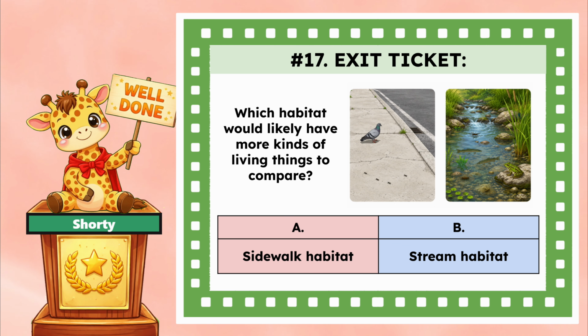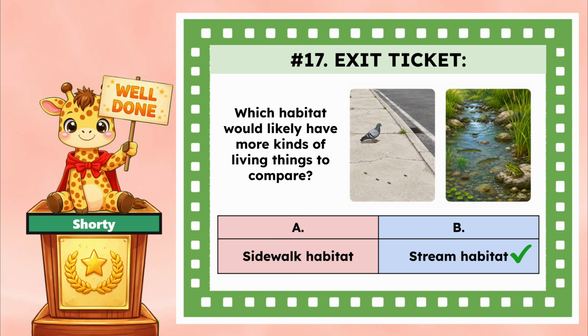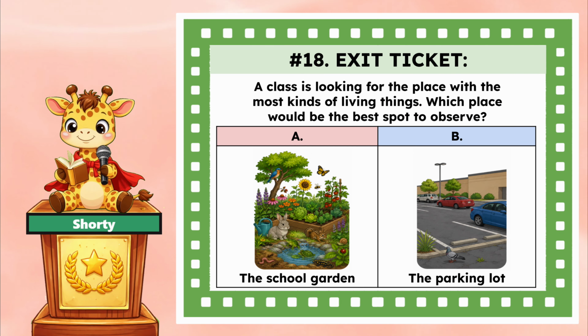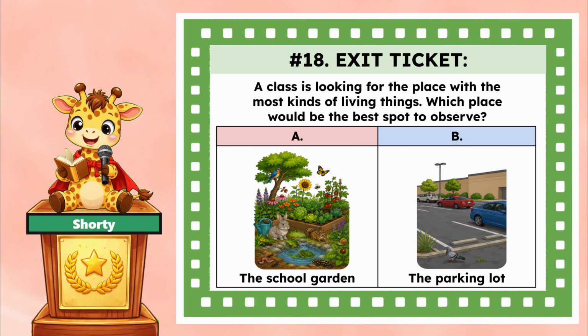And the correct answer is letter B, stream habitat. A class is looking for the place with the most kinds of living things. Which place would be the best spot to observe?